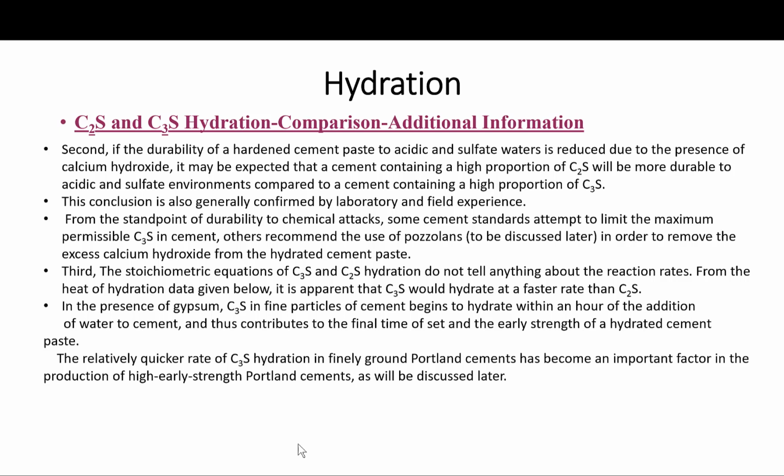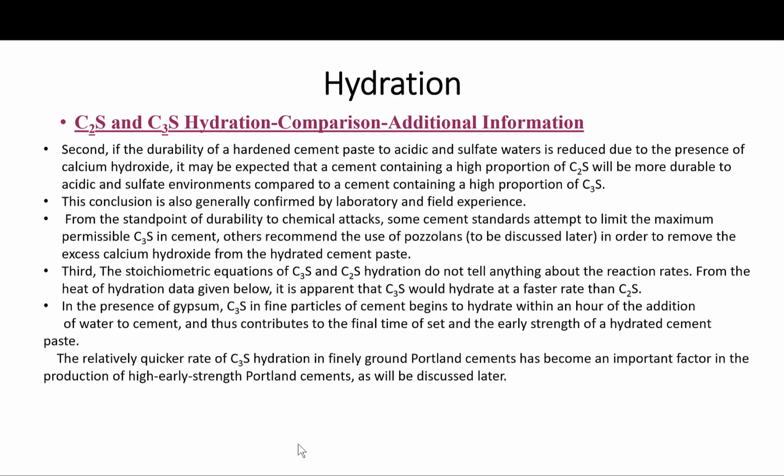Third point, the stoichiometric equations for the C3S and C2S hydration do not tell anything about the reaction rates, the equations I've shown earlier. From the heat of hydration data, which I will show in the next slide, it is apparent that C3S would hydrate at a faster rate than C2S.